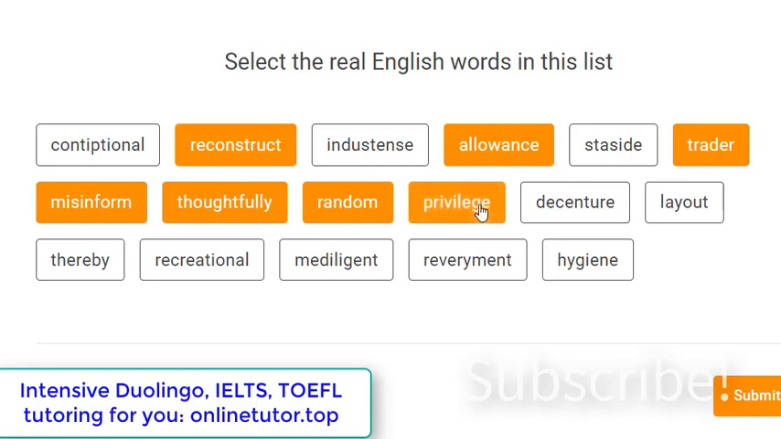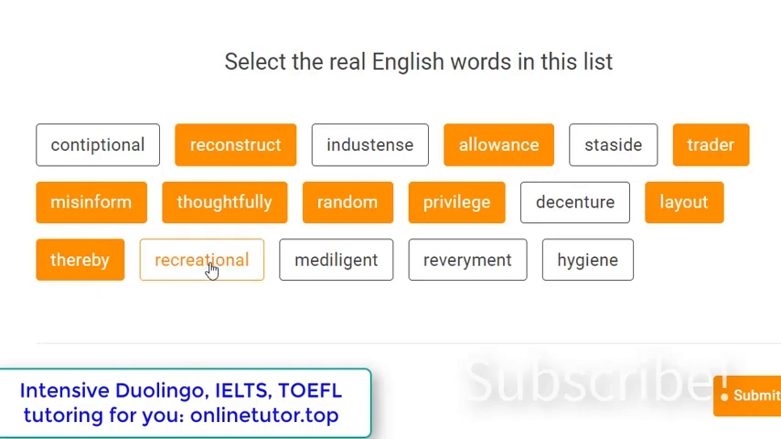Privilege, yeah. When you have some privileges, you have some benefits compared to other people. Again, the spelling: privilegia, privilegia. Remember Latin, how you see some letter and you pronounce it as it is. Decenture, no. Layout, yes, of course, layout, such a manner of presentation of something. Thereby, yes, whereby, thereby, like by means of something, in one word, something like that. Okay, let it be.